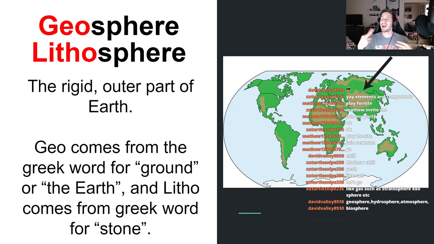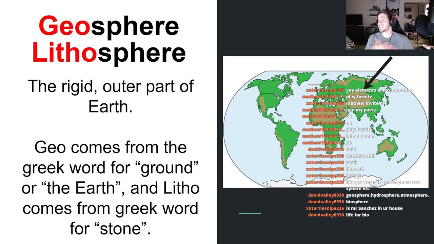Now, the reason why we do have two different words for this one is because geo and litho both come from the Greek word that also represents something related to the earth. So one, geo, as in Geodude, the Pokemon, means the earth in Greek. And the litho comes from the Greek word for stone.